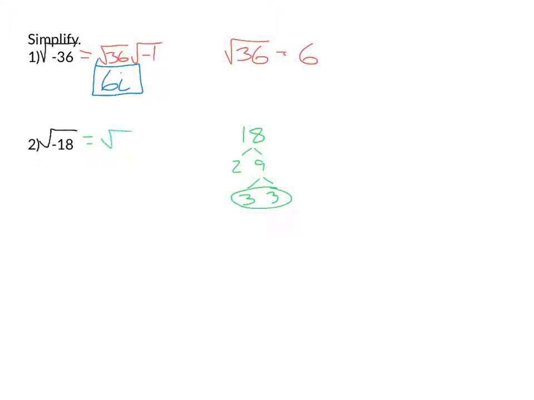So I can make this the square root of 9 times the square root of 2 times the square root of negative 1. So I've broken into 3 separate square roots here. 9 times 2 times negative 1 gets me back to that negative 18. Well, square root of 9 is 3. Square root of negative 1 is i, still times square root of 2. And there we are.